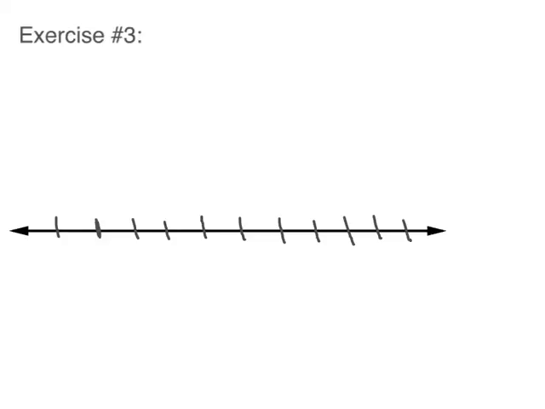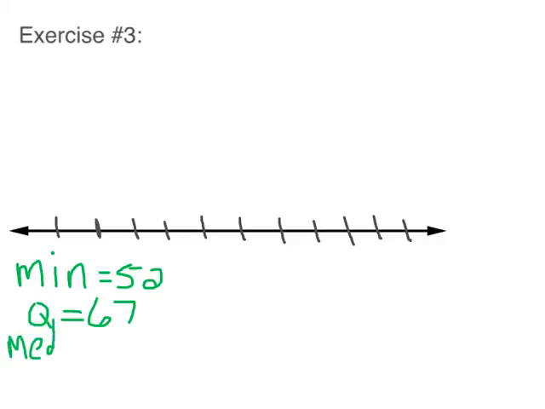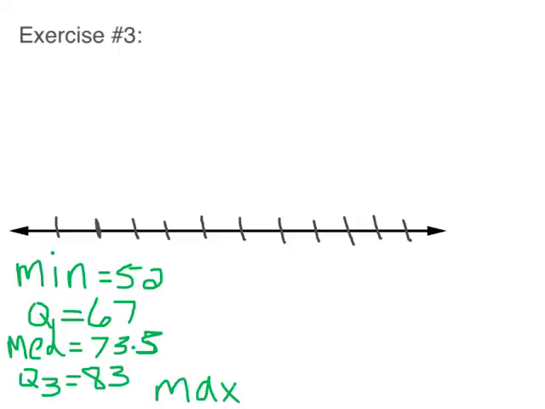Now I would like to graph this information. In my calculator, I gave you 5 pieces of data. I gave you my min, which is 52. I gave you Q1, which was 67. I gave you my median, which was 73.5. And I gave you Q3, which was 83. And your max was 98.